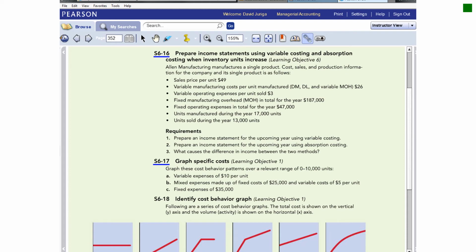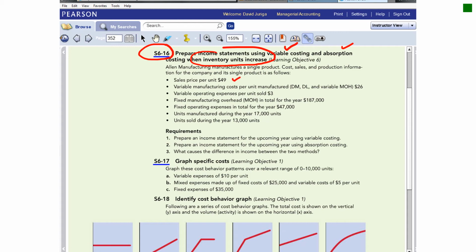Okay, so the next one I want to show you is exercise S6-16, and it's still the variable costing and absorption costing income statements. But what's going to happen this time is, what if inventory units change? It says inventory units increase. So it says Allen Manufacturing makes a single product. Cost, sales, and production information are given as follows.